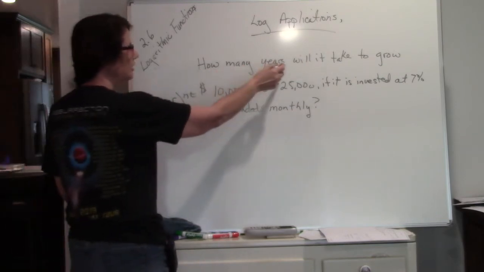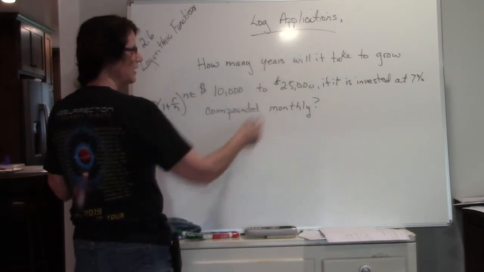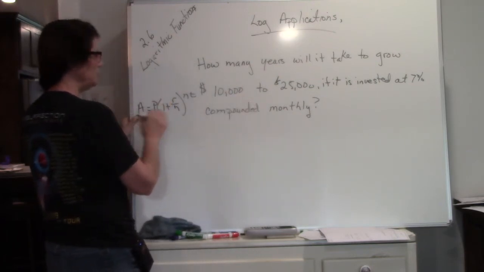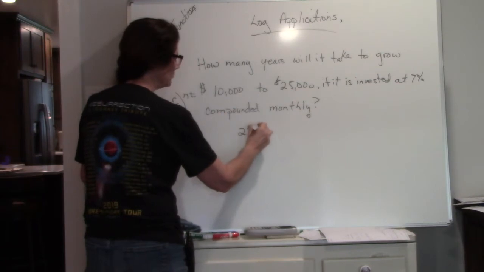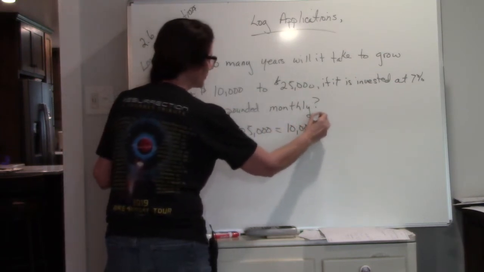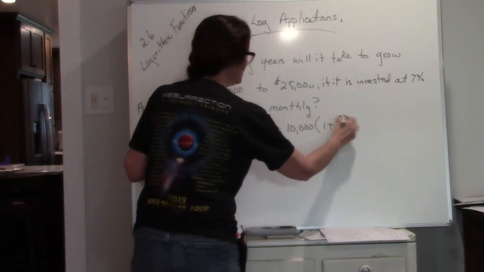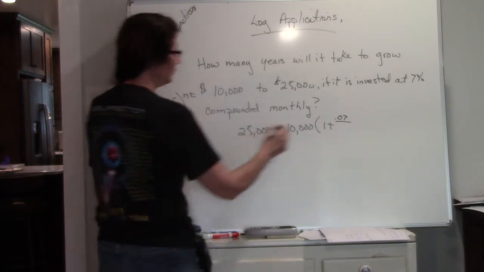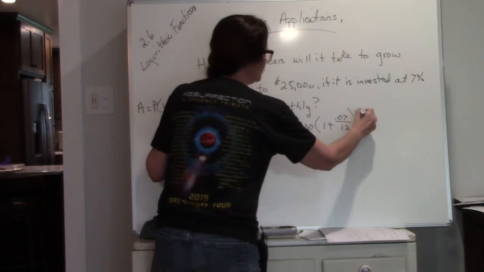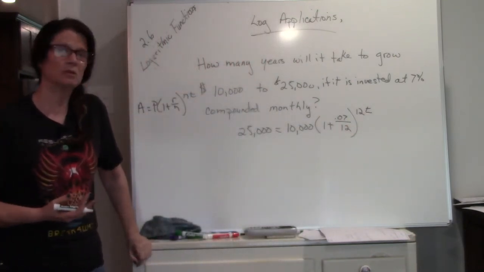So again, how many years will it take to grow 10,000 to 25,000 if it's invested at 7% compounded monthly? So we want to go up to 25,000. That's what we want to end with. We're starting with 10,000. 1 plus our rate is 7%. Our number of compounds is 12. We're raising it to 12 times the time because we don't know what the time is. We don't know how many years it is. That's what we're looking for.